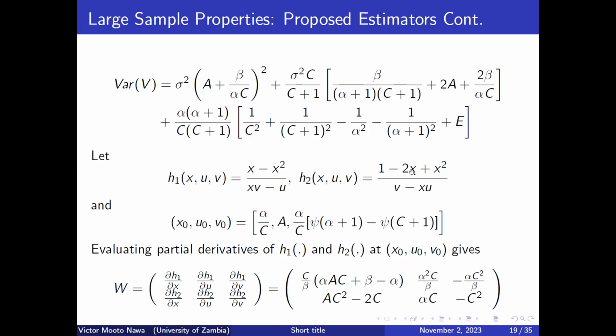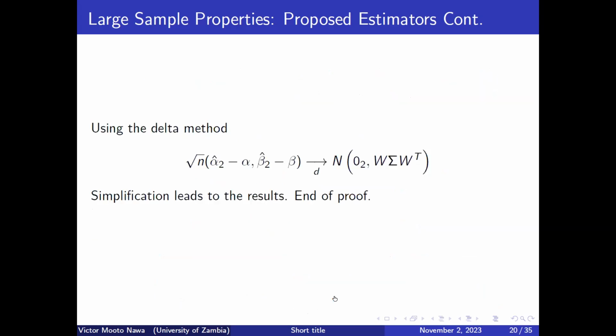Again, we use the delta method. So we consider two functions, h1 and h2, and we evaluate partial derivatives of h1 and h2 at the expectation of x bar, u bar, and v bar. And this is the matrix that we are going to get. So it's a function of A. And then using the delta method, the result follows.